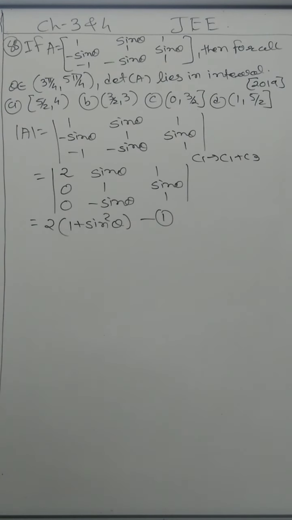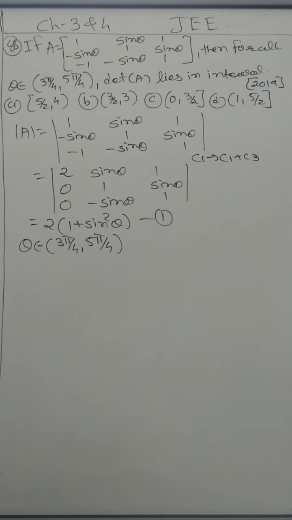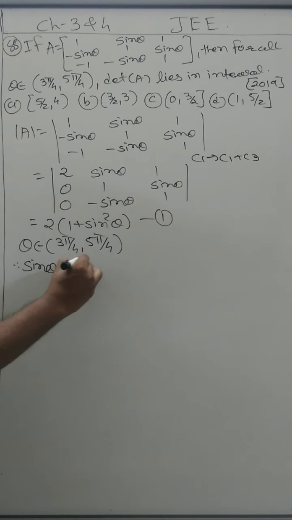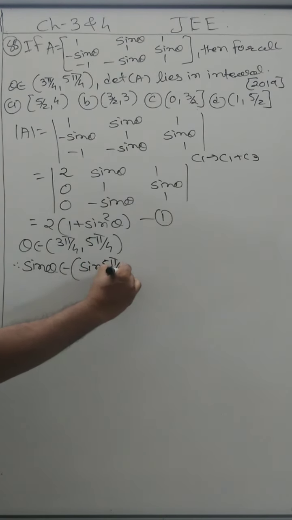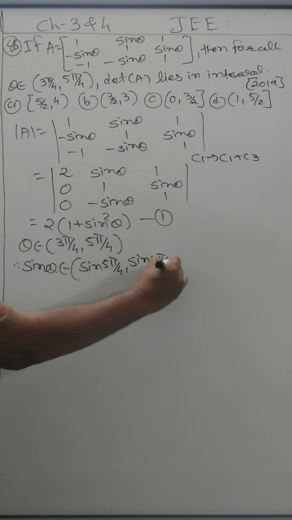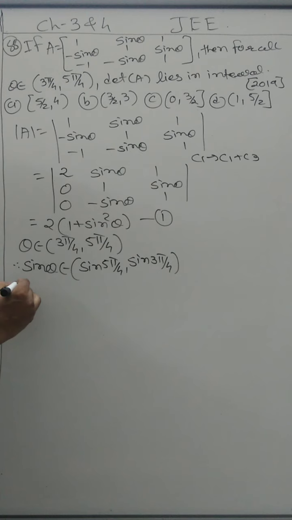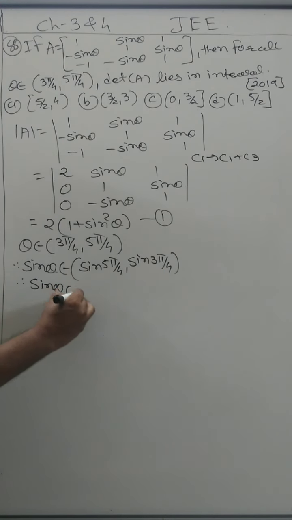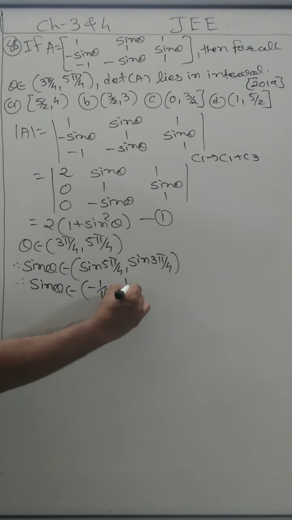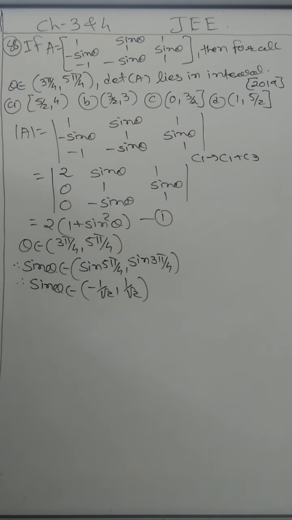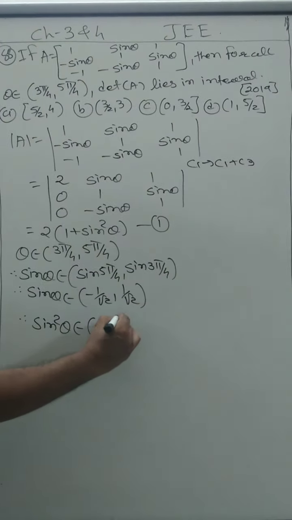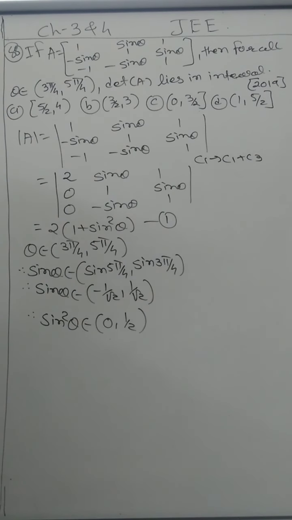Now we have theta lies in 3 pi by 4 to 5 pi by 4. So we go for this topic. Theta belongs to 3 pi by 4 to 5 pi by 4. Therefore, sin theta belongs to sin 5 pi by 4 and sin 3 pi by 4, because here sin function is decreasing. Therefore, sin theta belongs to minus 1 upon root 2 to 1 upon root 2. Okay, now we take the square. Then we have sin square theta belongs to 0 to 1 by 2.